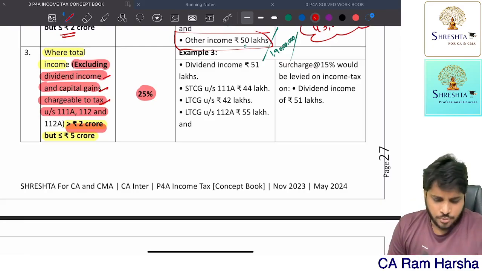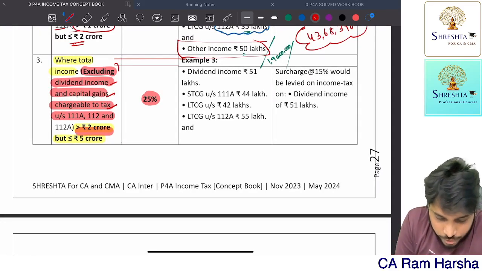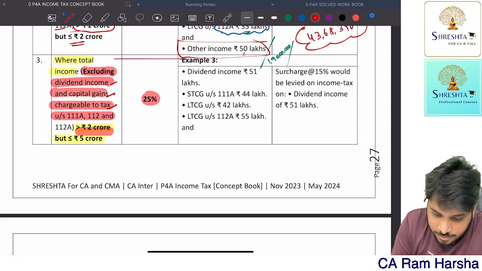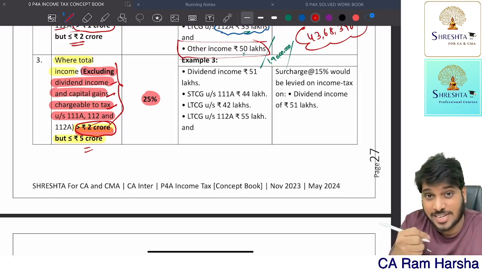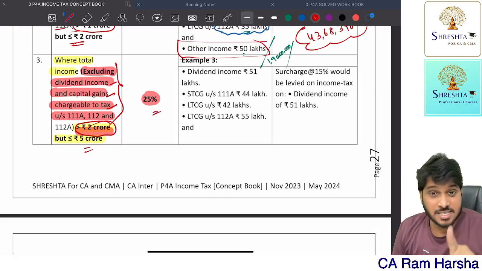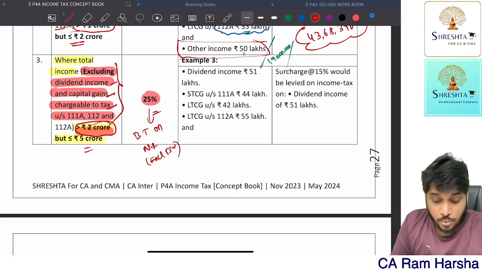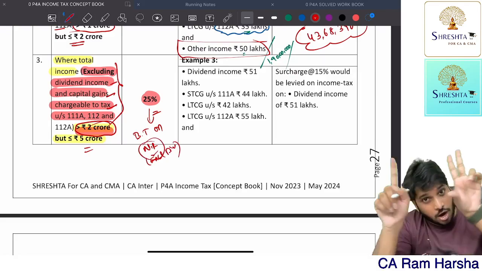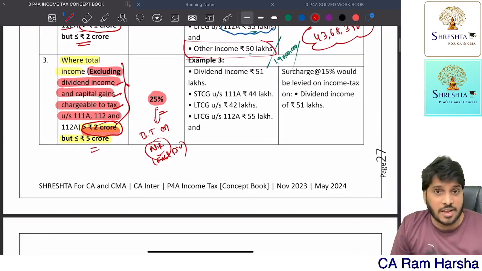What is the surcharge rate? Where total income, excluding dividend income, capital gains, all that, other incomes is more than 2 crore but not exceeding 5 crore, exceeding 2 crore crossed but less than 5, then 25% is the surcharge rate. 25% is the surcharge rate applicable on basic tax on normal rates, excluding dividend income. Normal rates means dividend is also normal rate. On all remaining normal rates of income on which you compute basic tax, the surcharge rate is 25%.